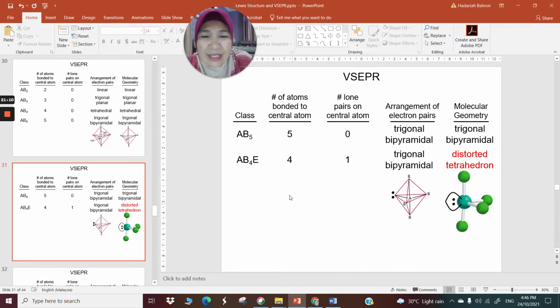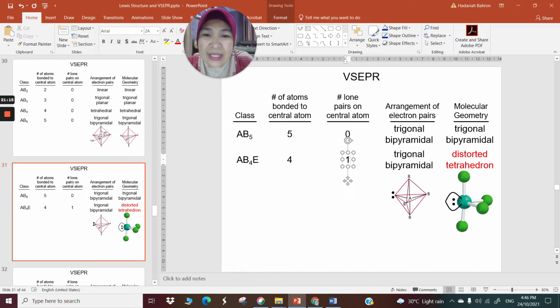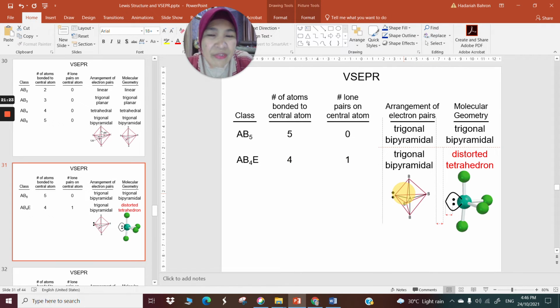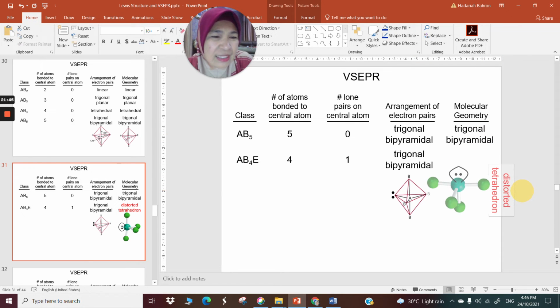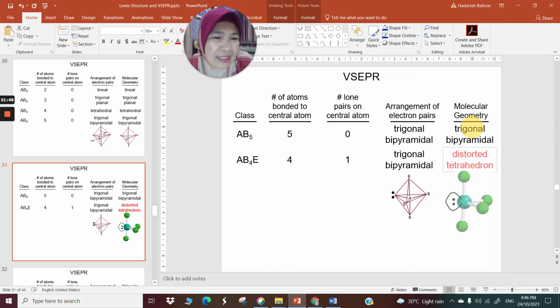In the case of AB5, the variation will be that you have one lone pair of electrons, to make AB4E: 4 bonding pairs of electrons, 1 lone pair of electrons. This is the arrangement of the electron pairs where the lone pair of electrons is situated on the equatorial position. So you get what is called a distorted tetrahedron. If you turn this round like that, you will see that the tetrahedron is slightly distorted.